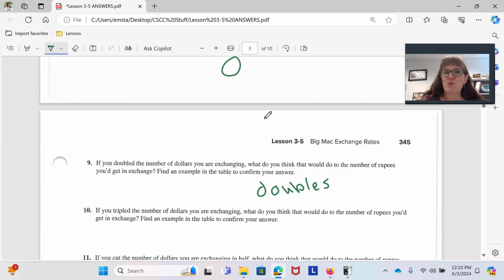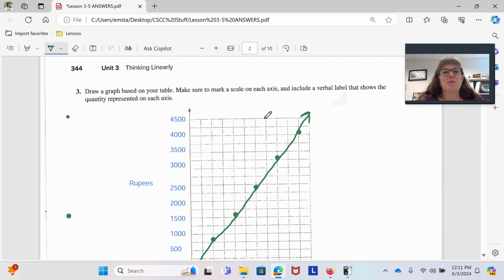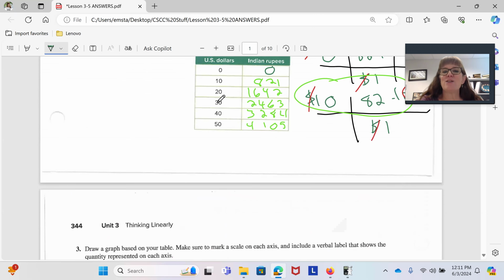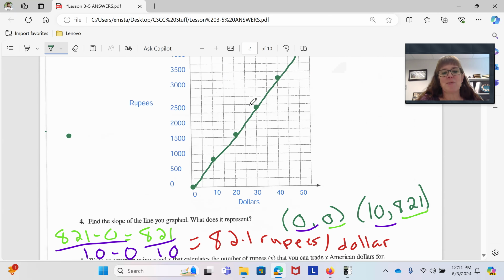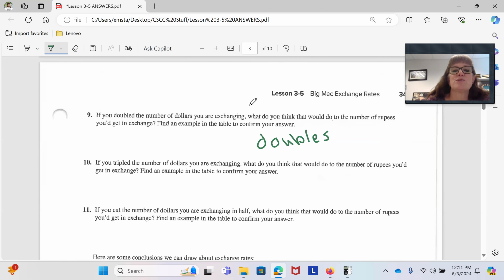What do you think happens if you triple it? Triple means times 3. So in the table, go back and look at when I went from 10 to 30. 10 times 3 is 30. What do you think we did to the 821 to get 2,463? If you said tripled it, you're right. So whatever we do to the dollars, we have to do to the other value as well. So it also triples.